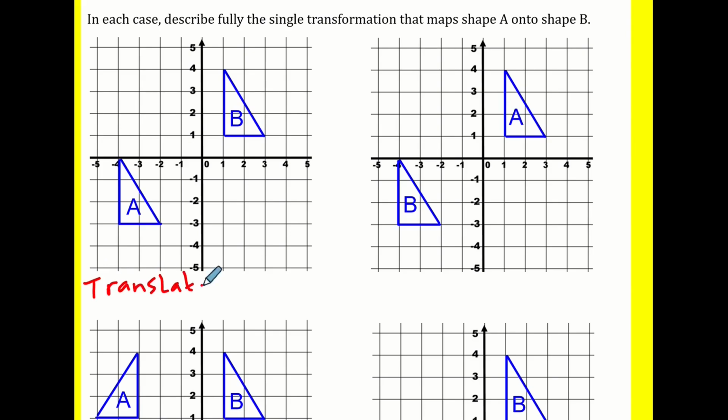Translation, or you could say translates. And then we just need the vector. So if I just pick a point, maybe this top point, I'm doing A onto B. Okay, I go along 2, 3, 4, 5. So the top bit of my vector is going to be 5, and then I'm going up 4. So translation by 5, 4.